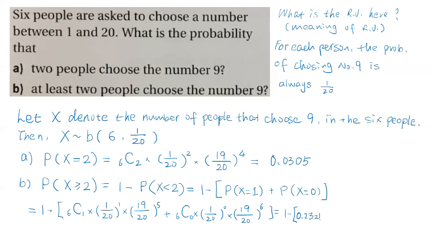Which is 1 minus, 0.2321 plus 0.7351. Okay, and the final result is 0.0328. Right, any questions? Any questions?